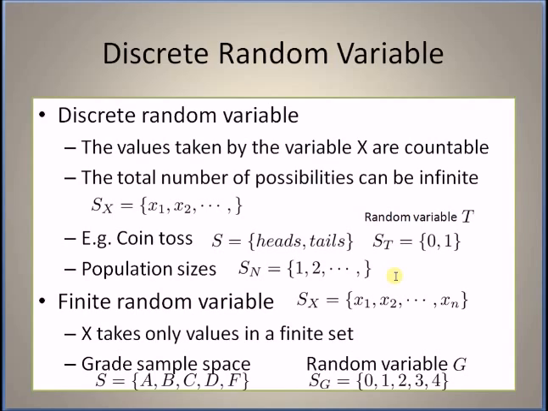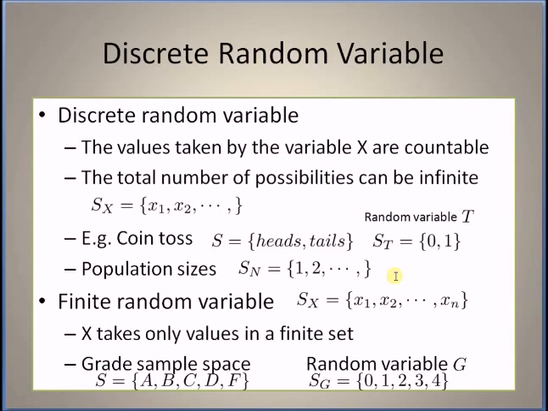And the next definition is finite random variable. If the total set of possible values for the random variable is finite, that is, it has limits x1 and xn, and it belongs to the set consisting of the numbers from x1 to xn, then we call it a finite random variable.